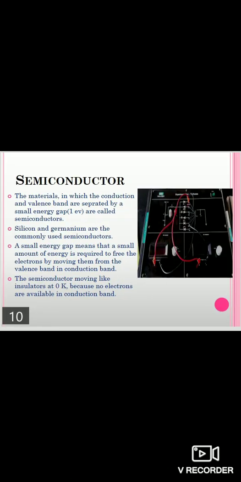generated. In a semiconductor, first, the material in which the conduction and valence bands are separated by a small energy gap of about 1 eV is called a semiconductor. Silicon and germanium are commonly used semiconductors. A small energy gap means that a small amount of energy is required to free the electrons by moving them from the valence band to the conduction band. The semiconductor behaves like an insulator at 0 Kelvin because no electrons are available in the conduction band.